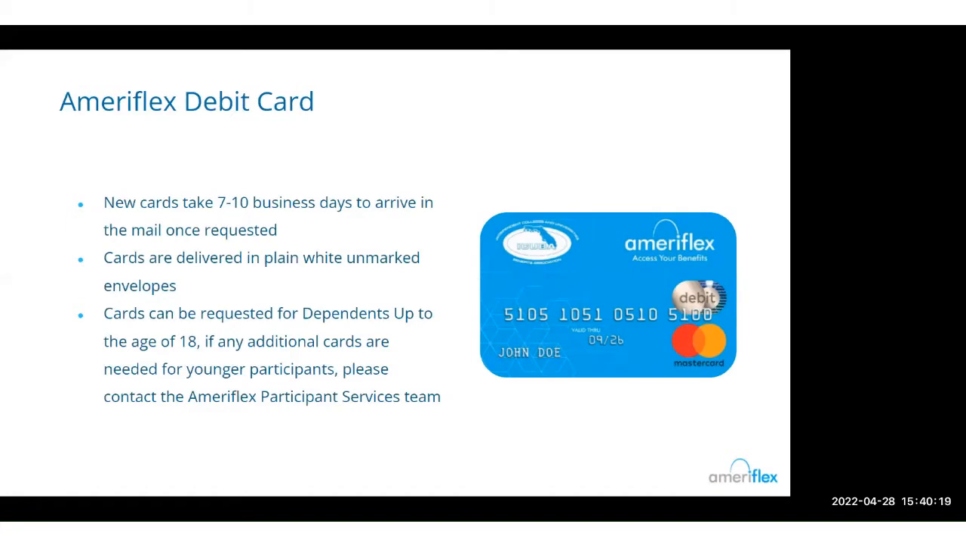Just a quick point of clarification, and Sarah, this came up in the chat. The language on the slide is a little bit confusing. We'll get that corrected for future versions. Cards can be requested for dependents under the age of 18 in special circumstances, but cards for dependents 18 and older can be requested by adding the dependent right in the Ameriflex portal. So there's no special steps needed.